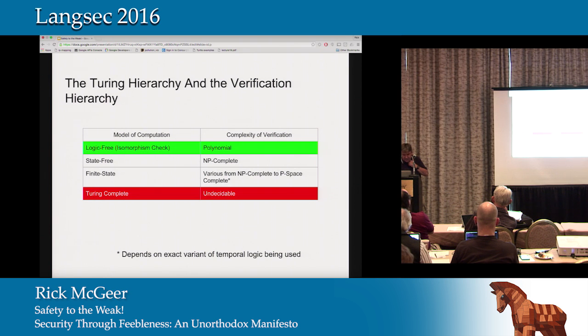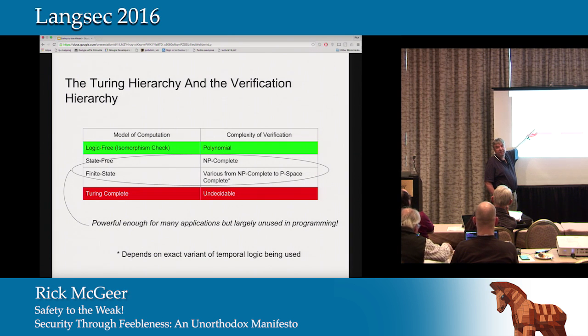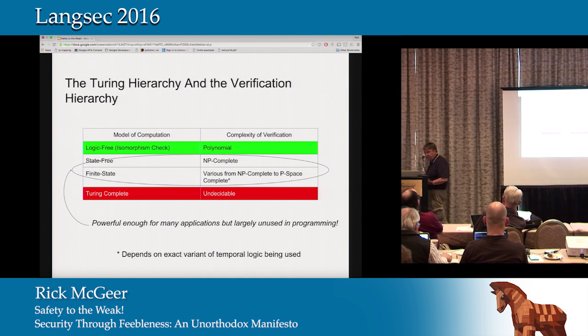So the thing is that we tend to write programs in this. But this area in here, where the models are relatively powerful enough to do reasonable stuff, but they're still weak enough that you can actually have a hope of verifying these things, we don't use very often. And that's kind of too bad.